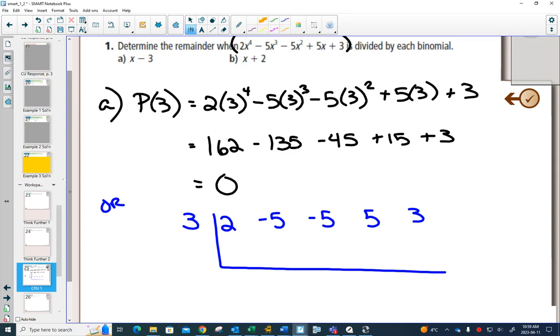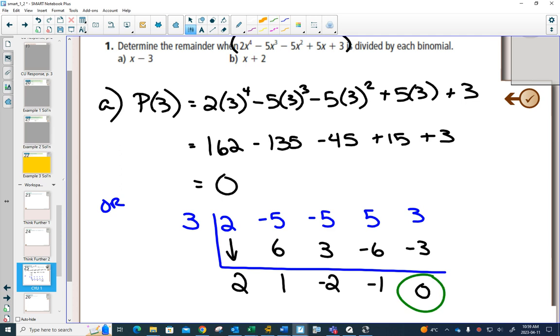Again, synthetic division says bring down the 2, multiply, add, multiply, add, multiply, add, and multiply, add. There's our remainder of 0 using synthetic division.